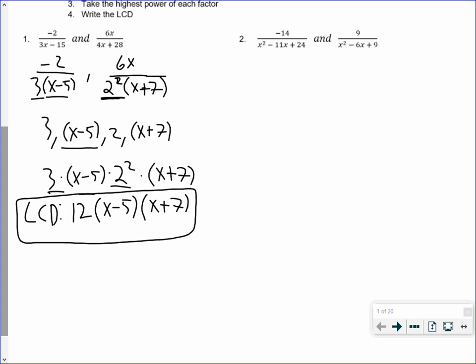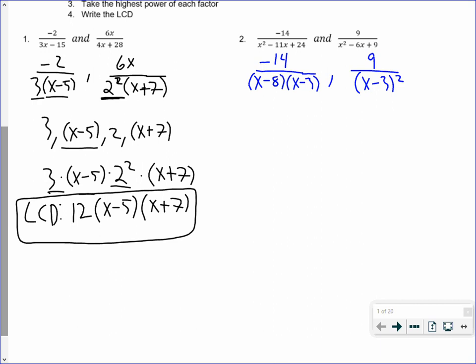Okay, and now for number 2, we're going to go about it the same way. We're going to factor out the denominator as much as we can. The first fraction factors out into x minus 8 and x minus 3. And the second fraction, that's going to factor out into x minus 3 times x minus 3, or just x minus 3 squared. We don't want to leave it as x minus 3 times x minus 3. We want to write it as x minus 3 squared.